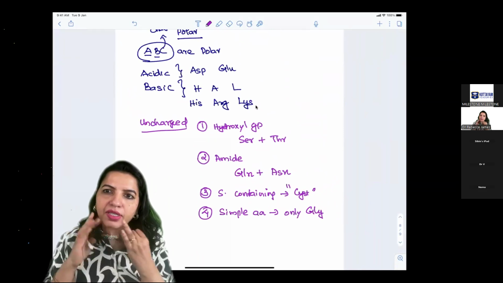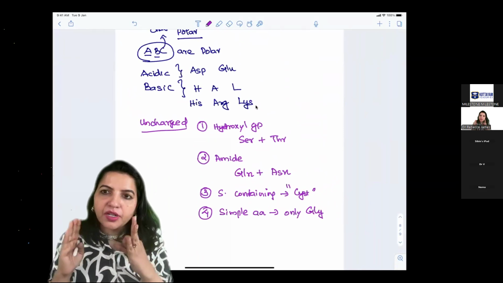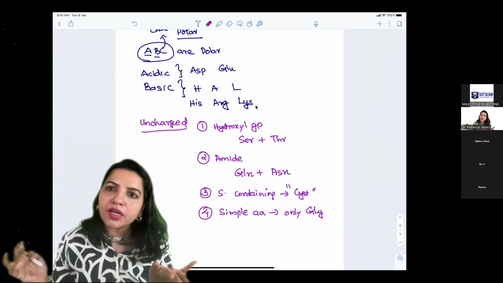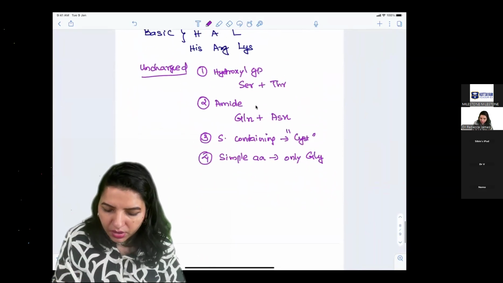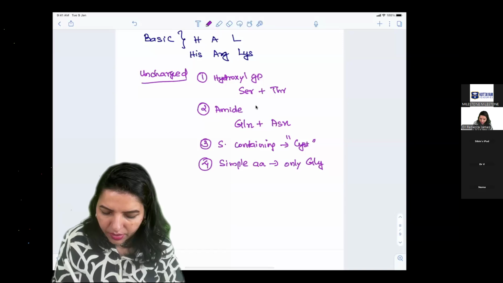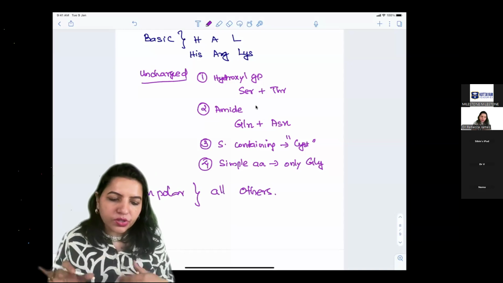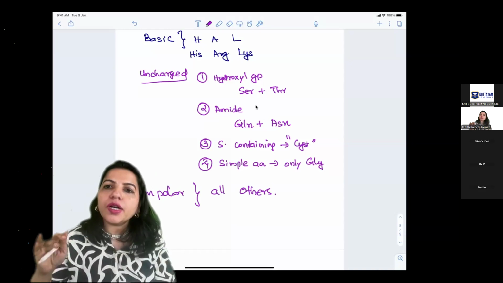Amides, that is asparagine and glutamine. Then sulfur containing only cysteine, simple only glycine. All others are non-polar. Okay, so that is about the polar and the non-polar.